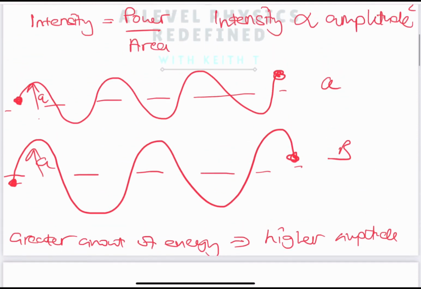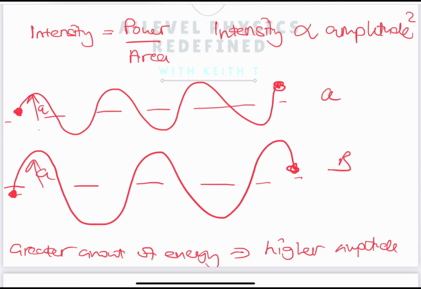But remember, I've said that intensity is the power per unit area. Power is the energy transferred per unit time, meaning that intensity and energy are related. So if amplitude affects energy, and power is related to energy, and intensity is related to power, it means that intensity is related to the amplitude.